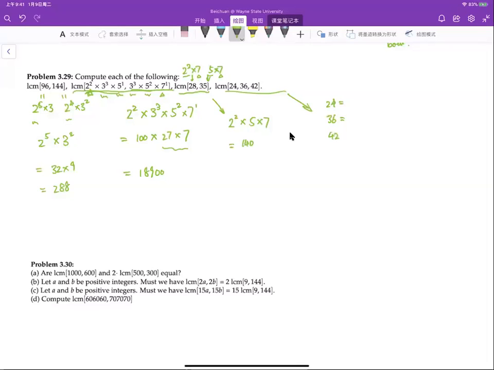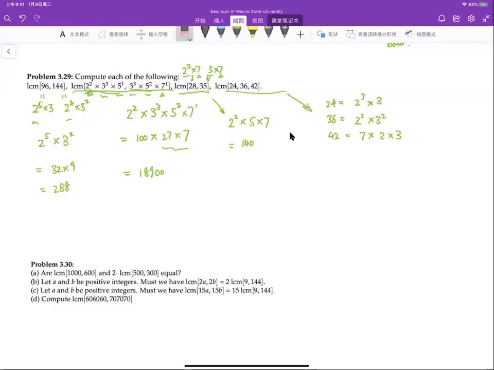It's 2 squared, 2 cubed times 3 for 24. Good. And then 36 is 2 squared times 3 squared. Oh, very good. How about the last one? And then 42 is 7 times 2 times 3.